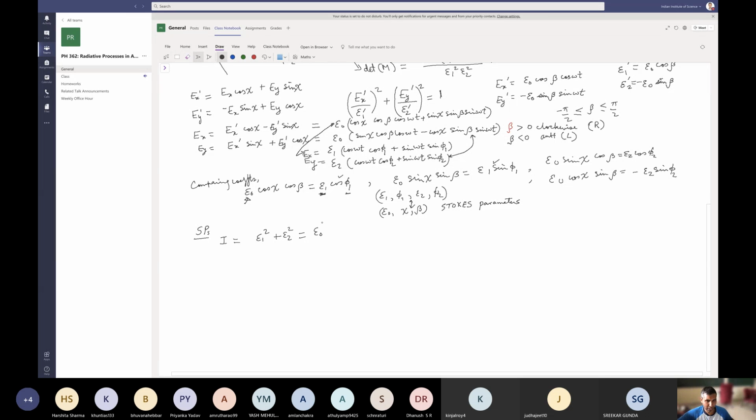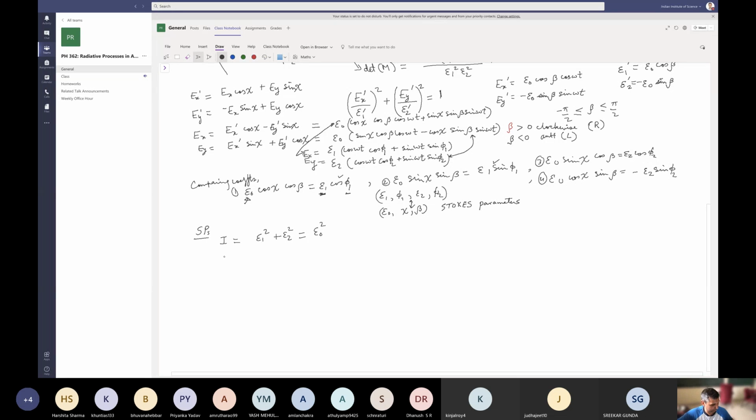is equal to epsilon naught squared. You can actually check that. Epsilon naught squared cos squared chi cos squared beta plus epsilon naught squared sine squared chi sine squared beta. That's from epsilon 1 squared. And similarly, epsilon 2 squared is epsilon naught squared sine squared chi cos squared beta. So you can actually check from these four that you get the first relation, which is called Stokes I.